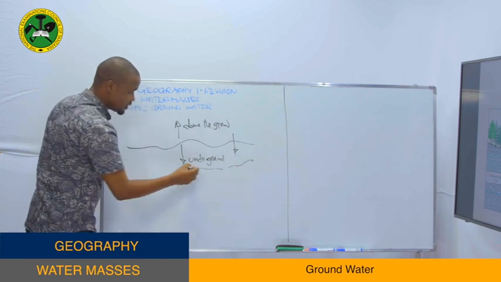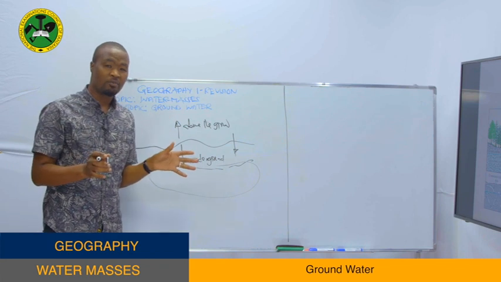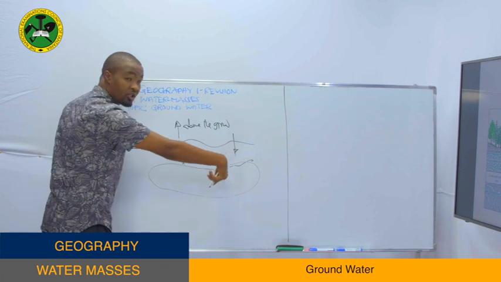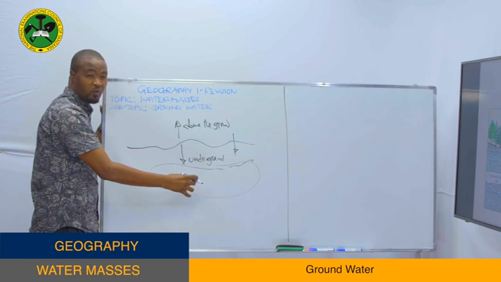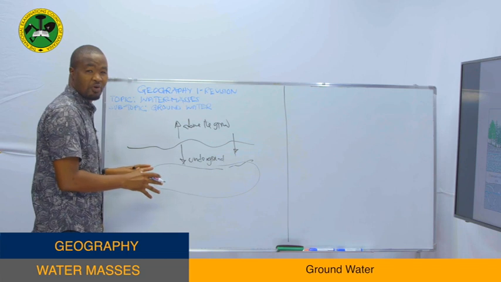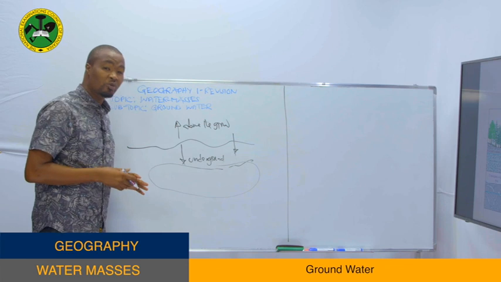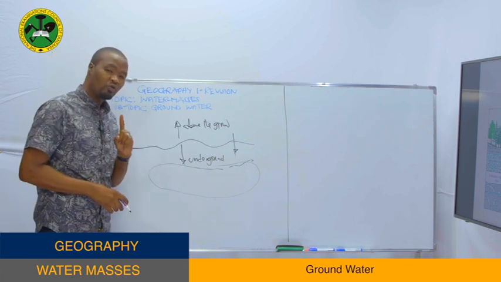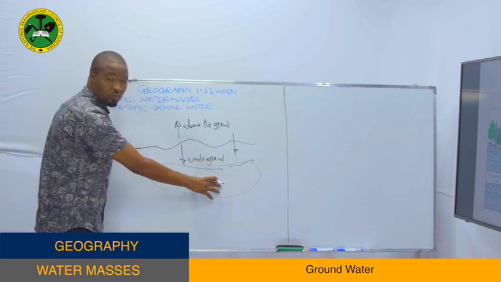It will find different rocks right here. Some of the rocks can be made of what we call empty space. Water that enters the underground will saturate, will occupy the space between the rock particles. Are we together? The amount of water within the space inside the rock particles is what we call underground water. That's why we said underground water refers to the amount of water below the earth's surface.